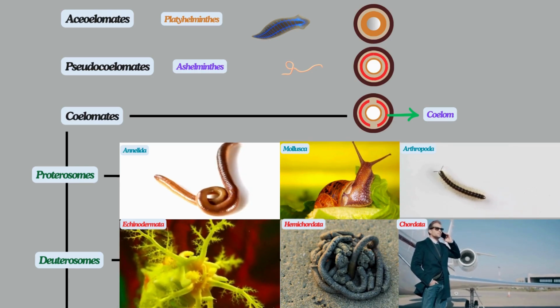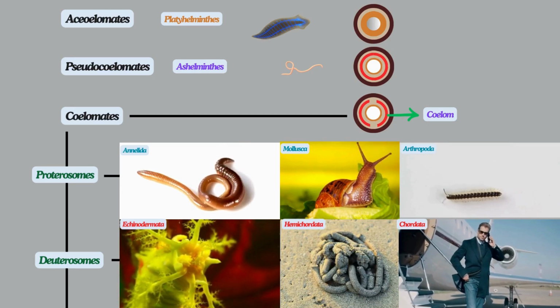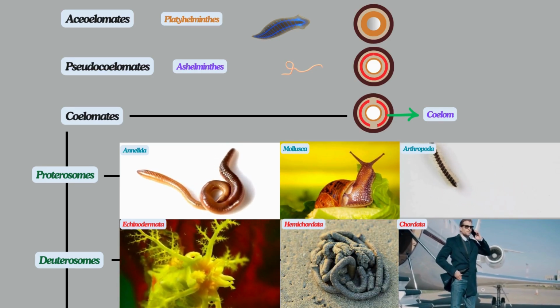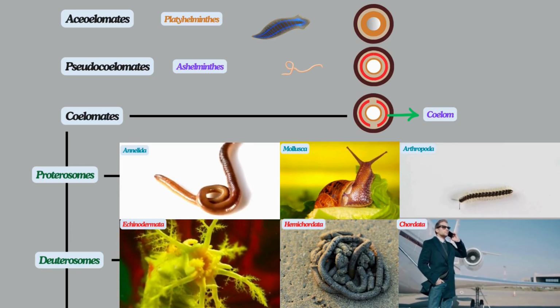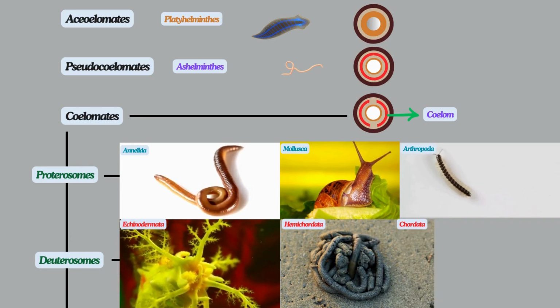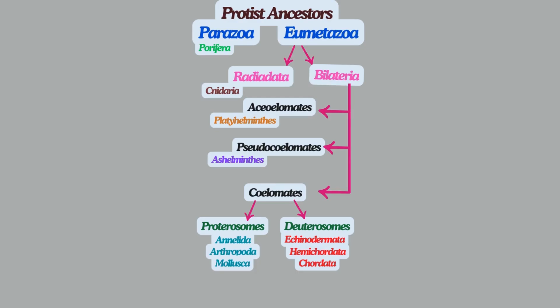Pseudocoelomata are the animals that have a body cavity called a pseudocoel, which is not completely lined by the mesoderm-derived tissues. And Coelomata consist of the animals that have a true coelom, a body cavity completely lined by the mesoderm-derived tissues. Further divided into protostomes and deuterostomes.